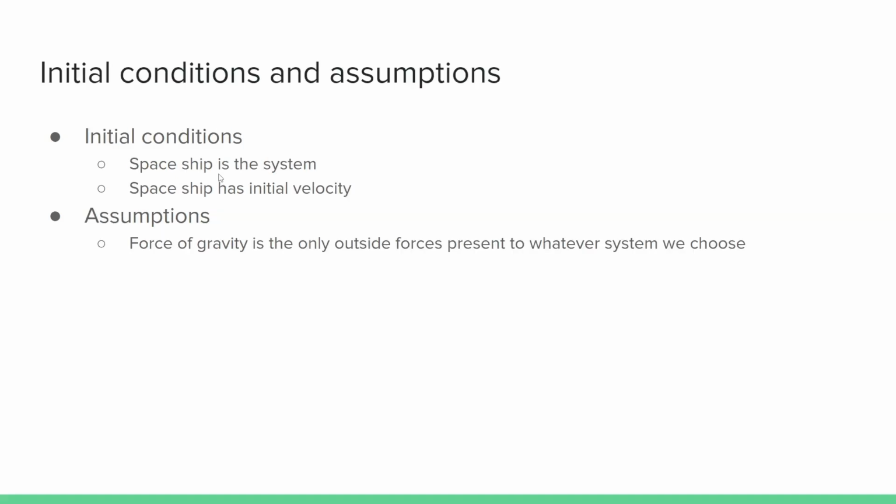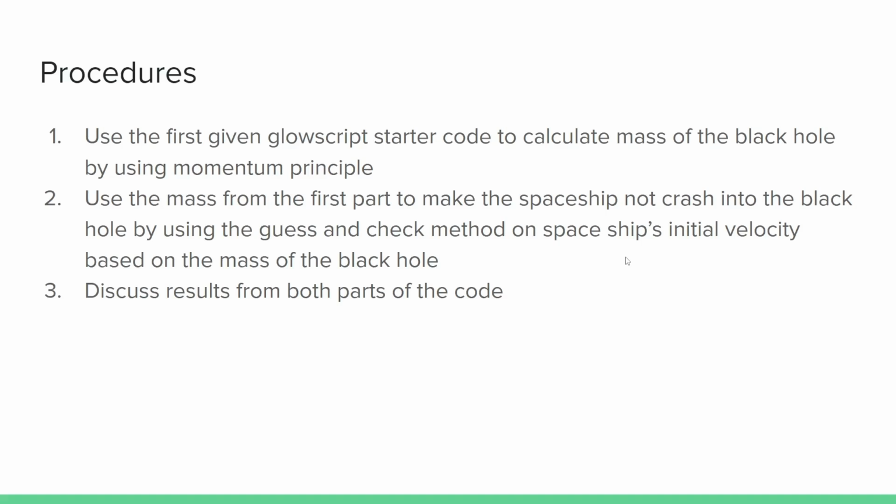Some initial conditions and assumptions include that the spaceship is a system and the spaceship has initial velocity in part 2. Assumptions include that the force of gravity is the only outside force present on whatever system we choose, since we're in the setting of space.